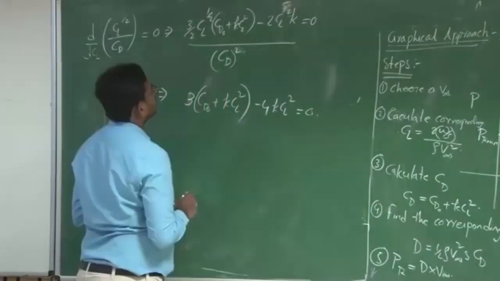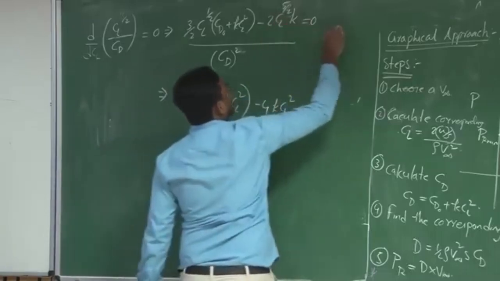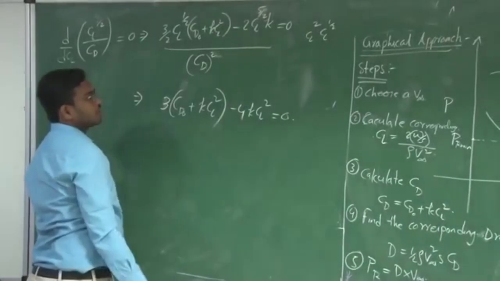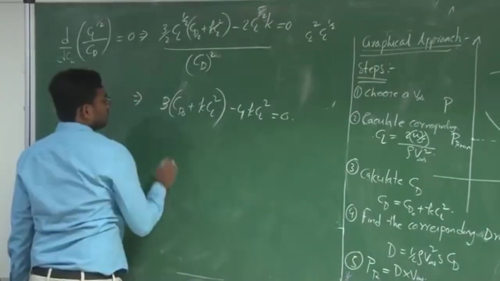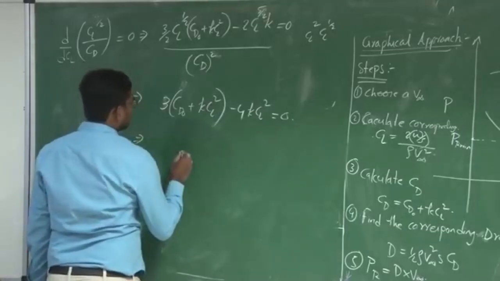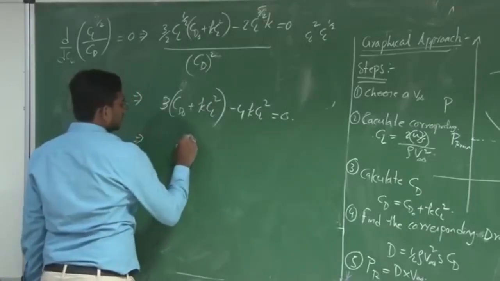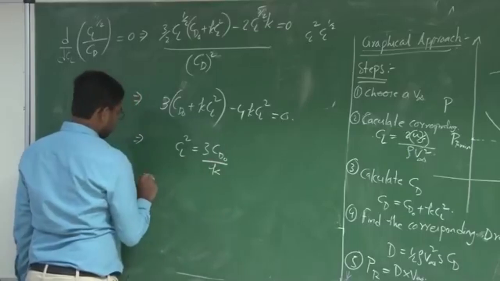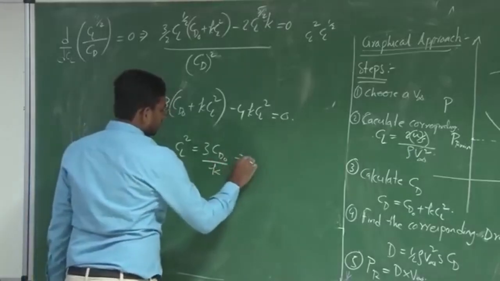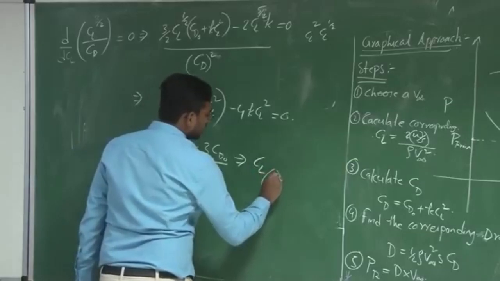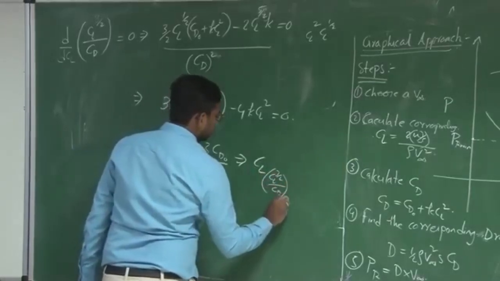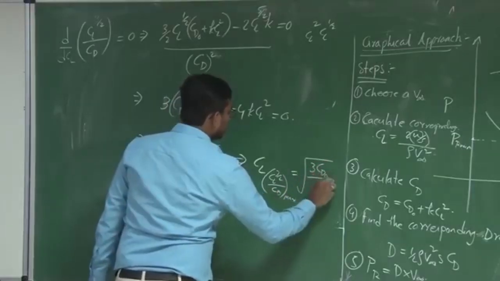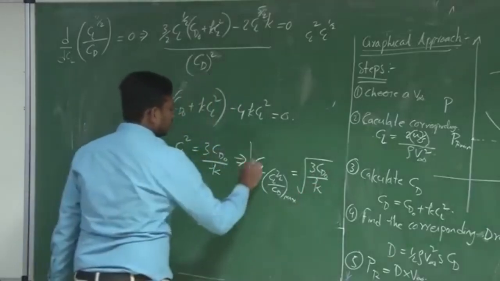Am I correct? CL power 5 by 2 is CL square into CL power 1 by 2, right? X power A into X power A plus B, right? This equals CL square is equal to 3 CD naught by K. That implies CL for CL power 3 by 2 by CD max is equal to root over 3 CD naught by K.